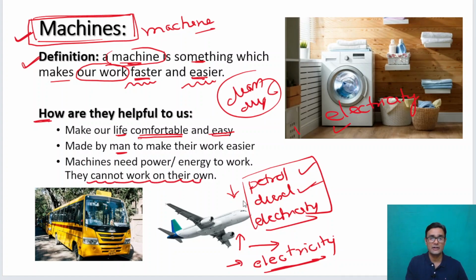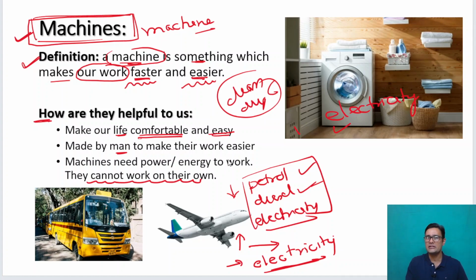Okay, now did you understand this slide? A machine is something which is made by man to make his life easy and faster. So, for example, there is a washing machine which washes our clothes faster. There is a bus that takes you from home to school and from school to home faster without doing any work. There are modes of transport like aeroplane, bus, train, which can take you from one city to another city. You don't have to walk.